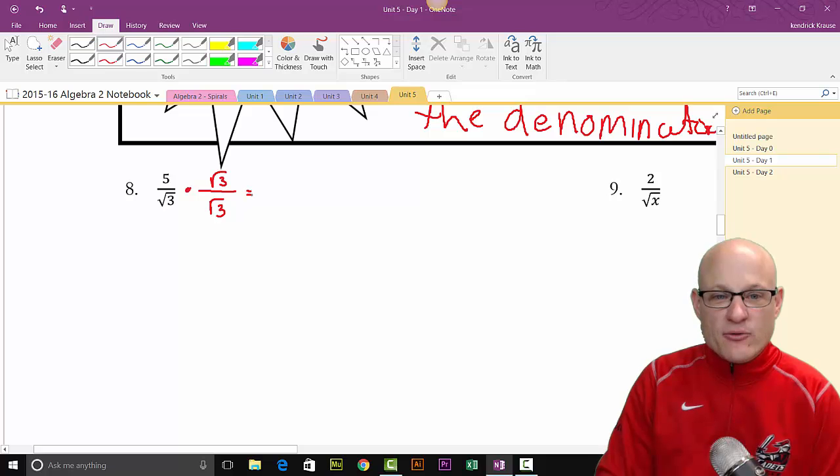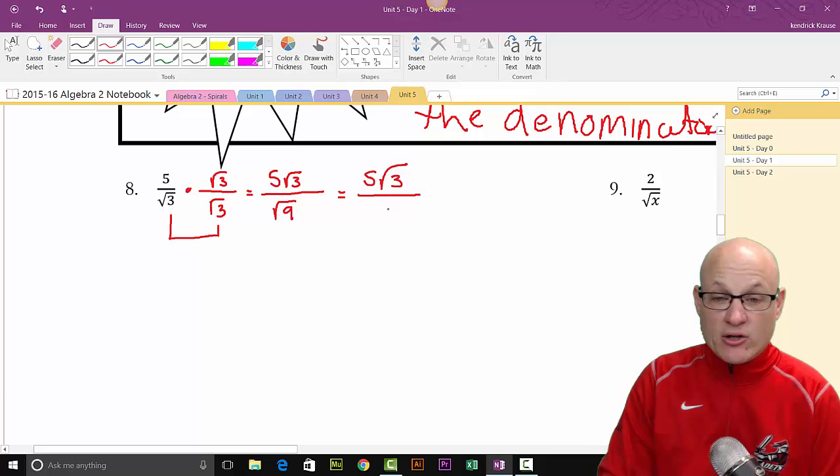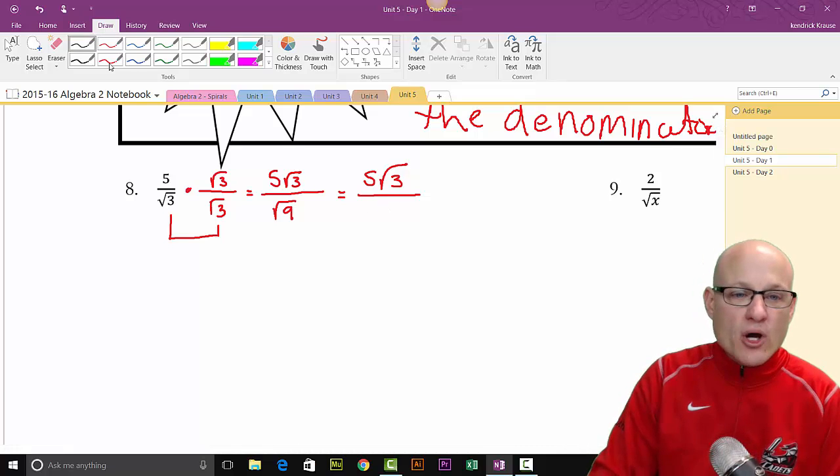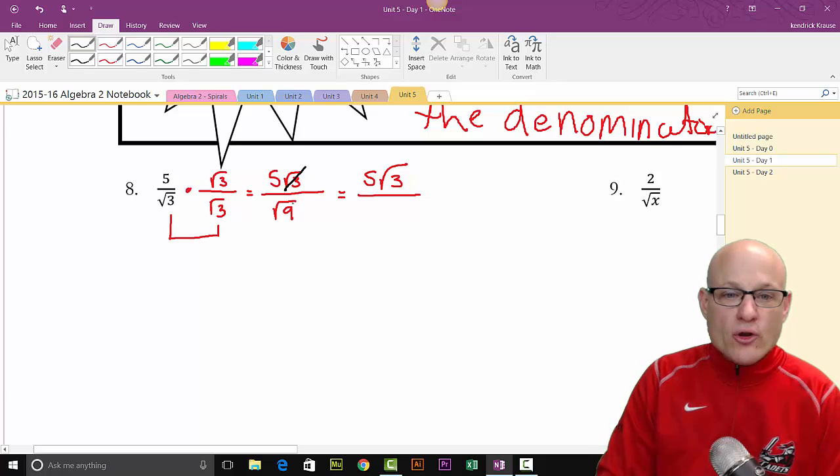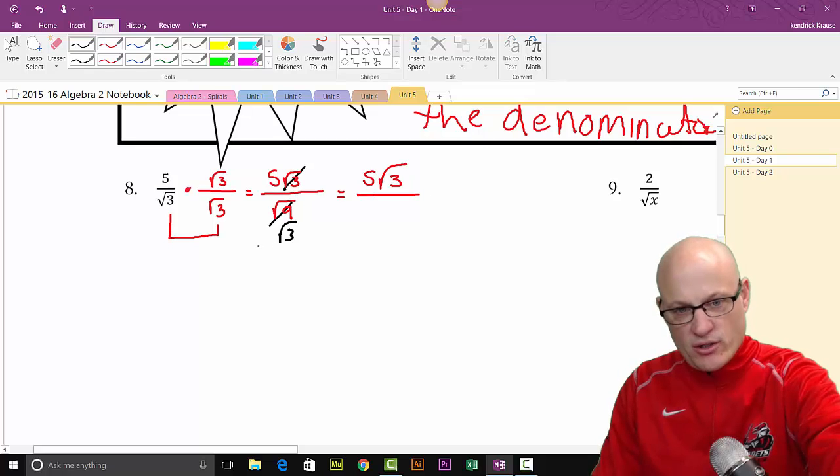Now, I'm going to take you through this slowly, and then we're really going to ramp things up. The numerator is just 5 square roots of 3. But these two multiplied together give me the square root of 9. And some of you might think, well, you still have a radical in the denominator. No, I don't. You can simplify this and you get radical 3 in the denominator. No, that's what you started with.